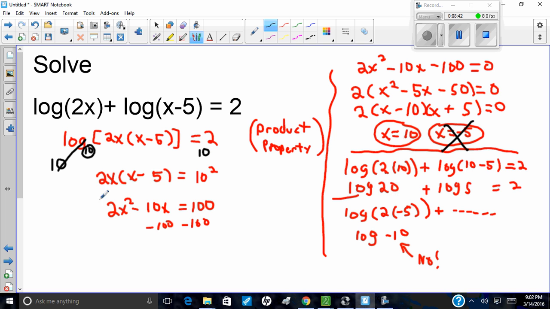And then I was left with something we know how to solve. This particular example was a quadratic. We solved it by factoring. Quadratic formula and completing the square would also work. And then once we got our solutions, we had to check them. And we noticed that our solution negative 5, when I substituted back into the original equation, left me a negative argument, a value outside the domain. So our only solution to this problem was x is equal to 10.